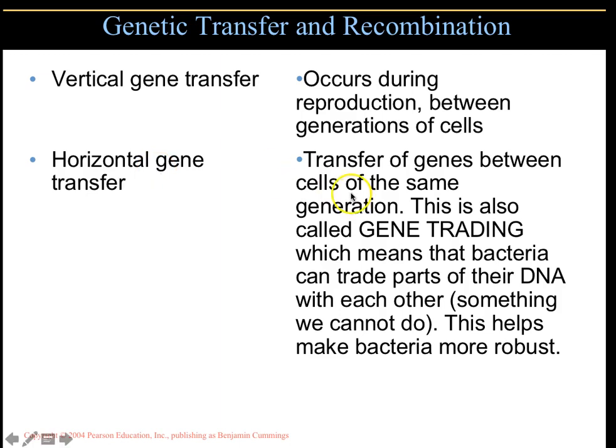So let me just read it and then I'll explain. Transfer genes between cells of the same generation. In other words, neighbors. They're next to each other. This is also called gene trading, which means that bacteria can trade parts of their DNA with each other, something we cannot do. I like you very much, but I can't saddle up next to you and say, hey, here's a tip of my chromosome 13. Have a piece. But bacteria can, and this keeps the bacteria more robust.